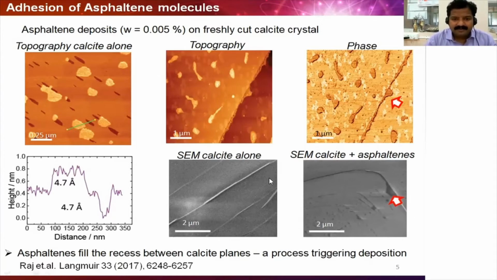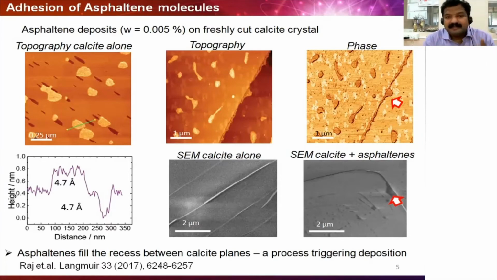So here is the same image of a freshly cut calcite crystal. There are different crystal planes, different steps. Asphaltenes preferentially adhere along these steps. We can see that, and in the height image it is not much evident, but the phase contrast image allows us to see this with a better contrast, because phase contrast depends upon the viscoelastic properties of the crystal and the deposits, which is asphaltene.